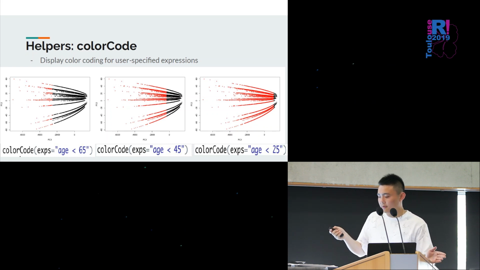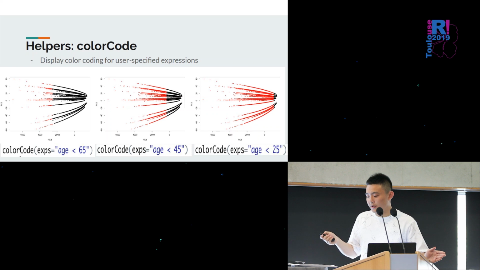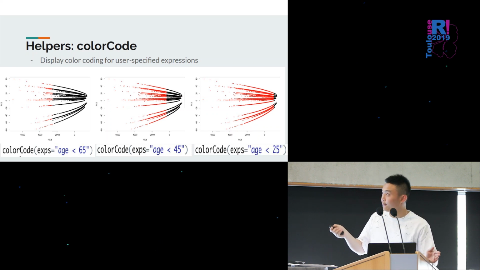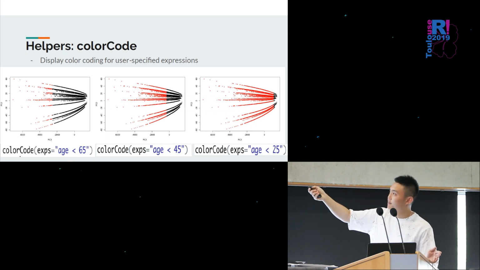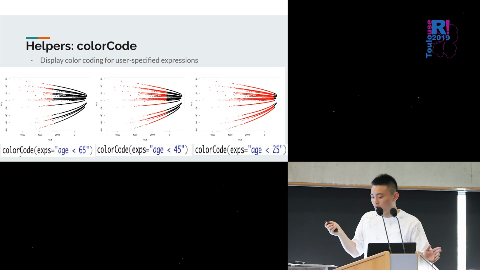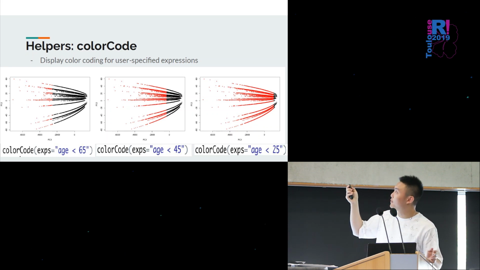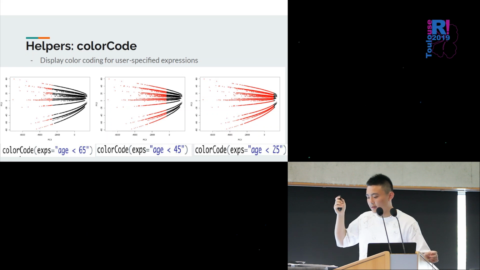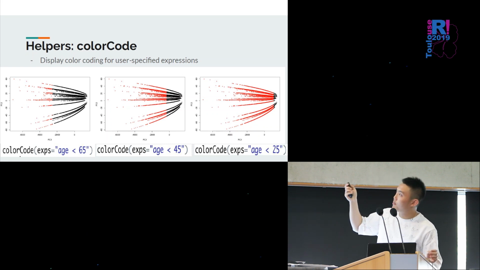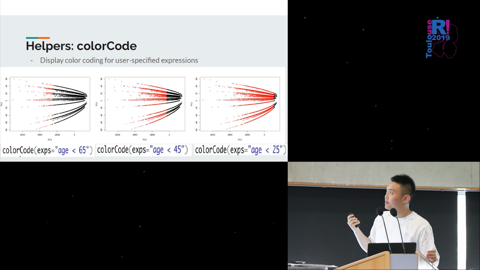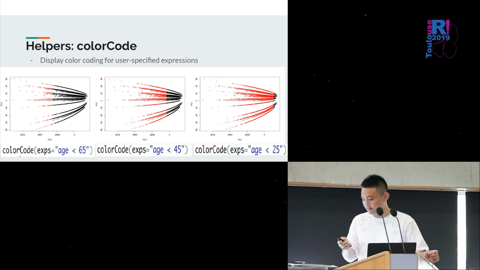And the user may want to continue the query, looking for data points that have age less than 45 years old. And that's the middle plot. And the user wants to see 25 years old. That's the right plot. So we see how the black points shrink as the age goes younger, right? So we may wonder how the age correlates to the PC1, the first principal component.